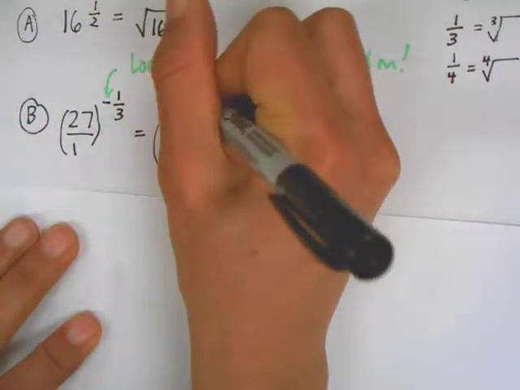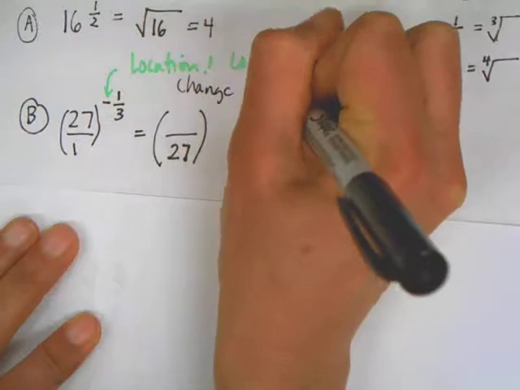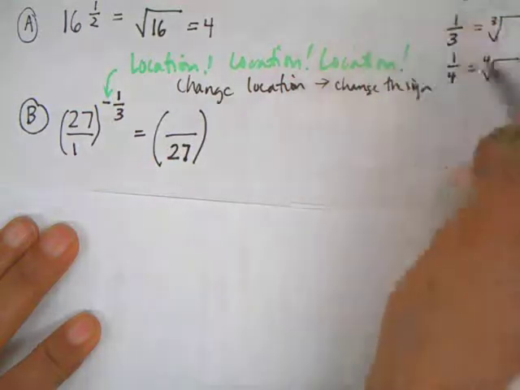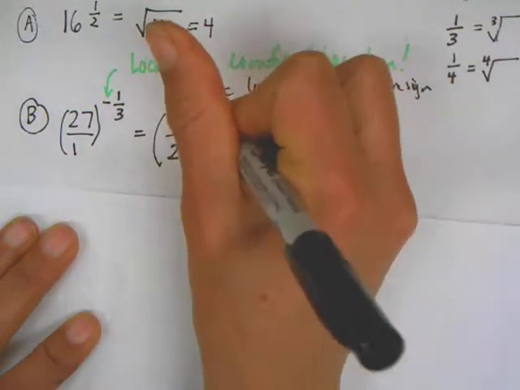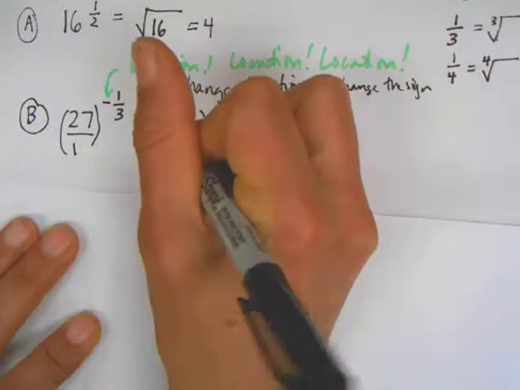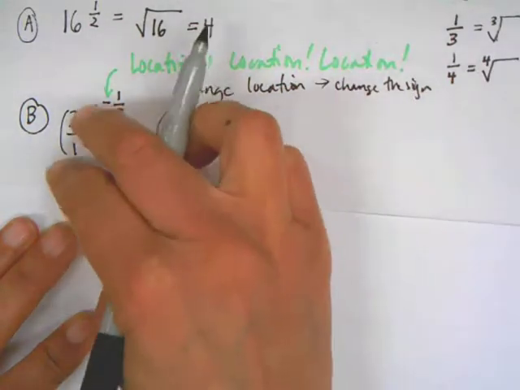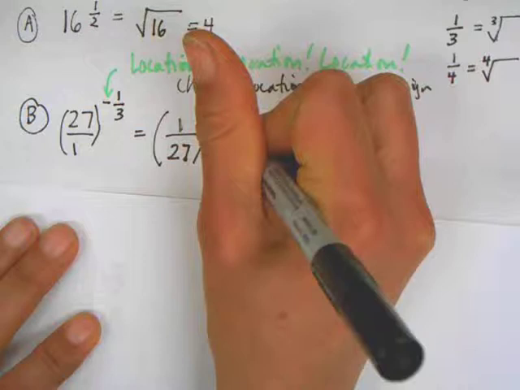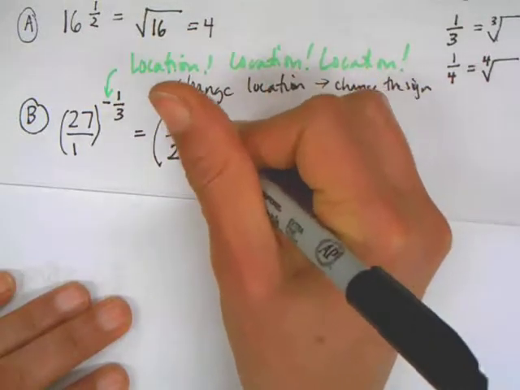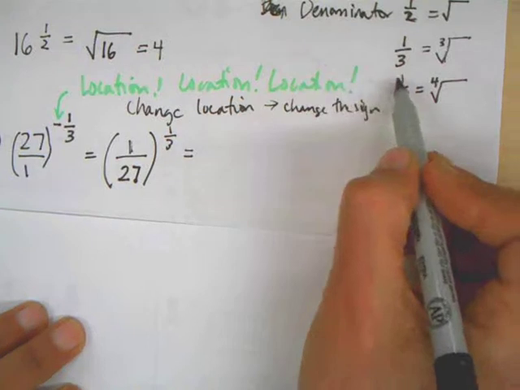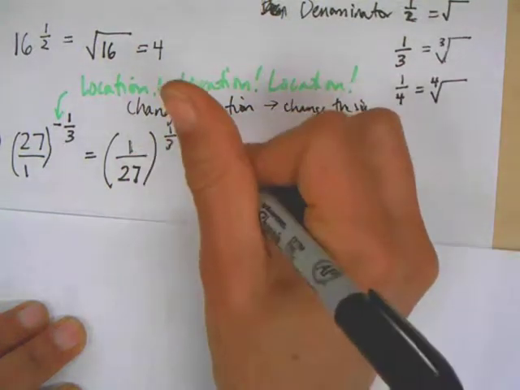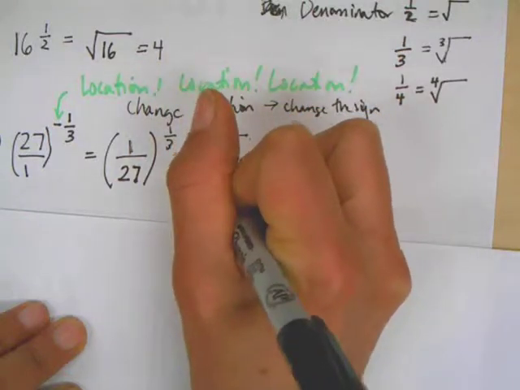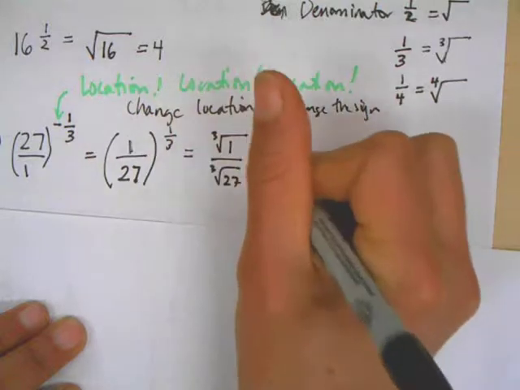And when you change the location, you also have to change the sign of the exponent. So this now becomes positive 1/3, and this 1 up in the numerator is basically your placeholder. So I'm just taking this fraction 27 over 1, inverting it, now it's 1 over 27. Now, this whole thing is taken to the 1/3 power, and we talked about 1/3 meaning cube root. Well, I could write it this way: cube root of 1 and cube root of 27, because each piece is getting that.